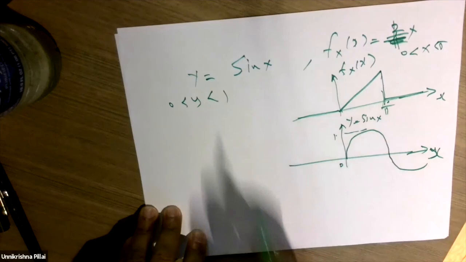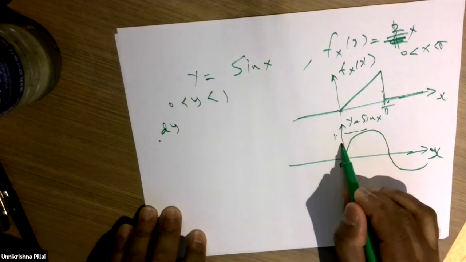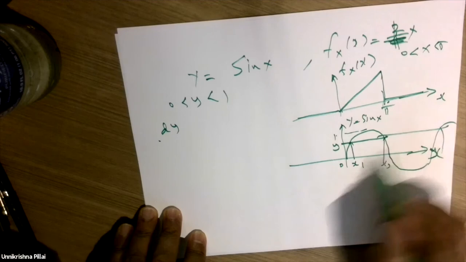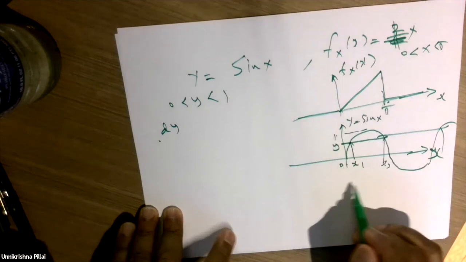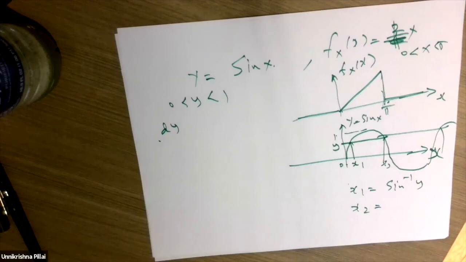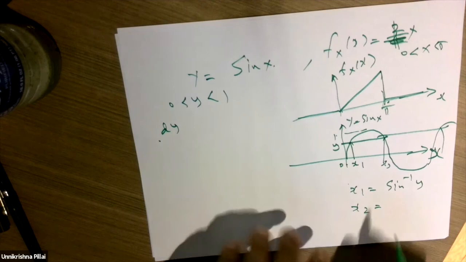Next is the solution. So I take a y here. How many solutions, roots, are there? I'm going to call them x1 and x2. Of course, if I draw this, there are other solutions, but all that matters is here. So there are two solutions. How do you find x1 in terms of y? Sine inverse. How about x2? Pi minus x1. Very good.